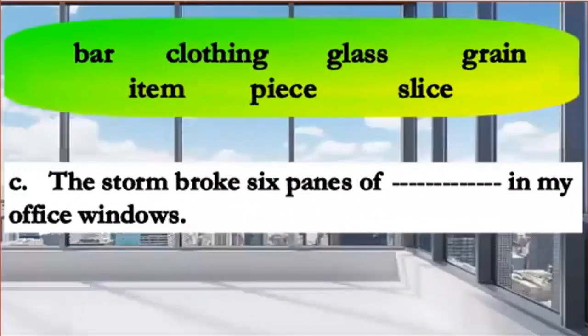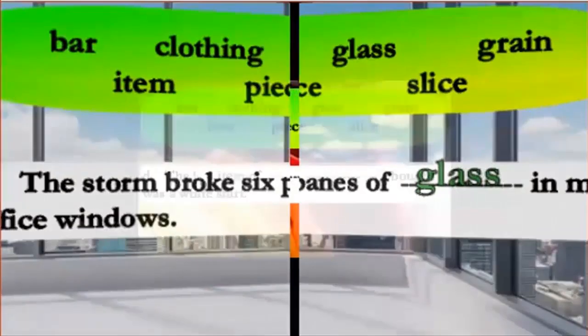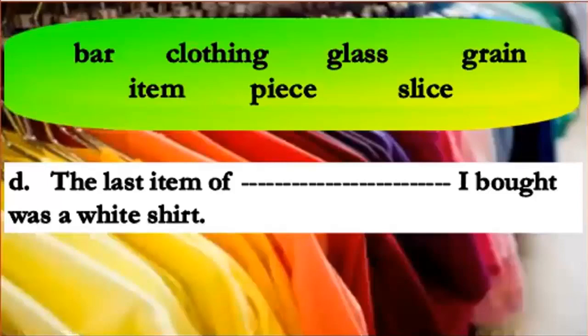Point C, the storm broke 6 panes of glass in my office windows. We can complete by using glass. Point D, the last item of clothing I bought was a white shirt. We can complete by using clothing.